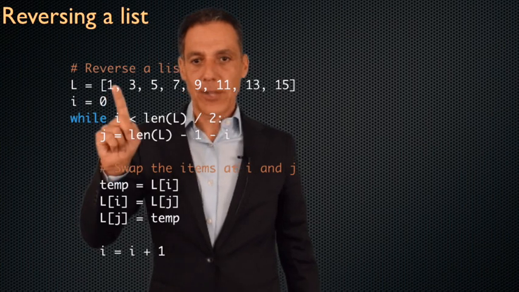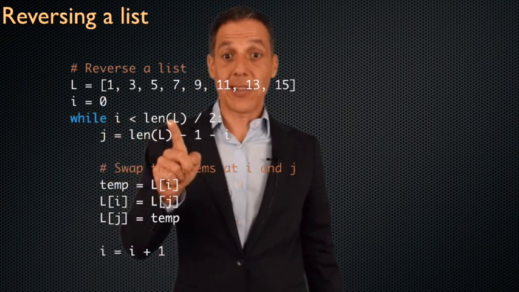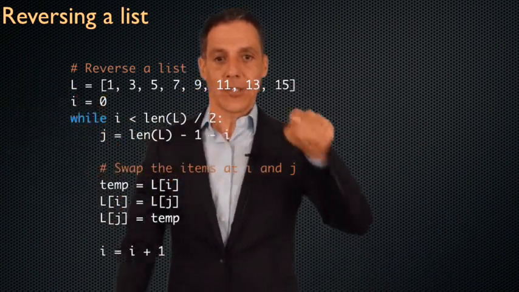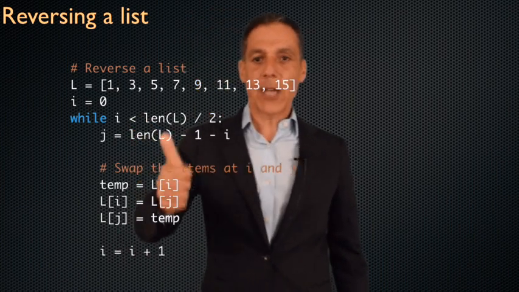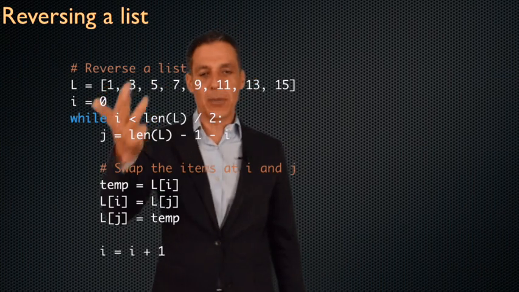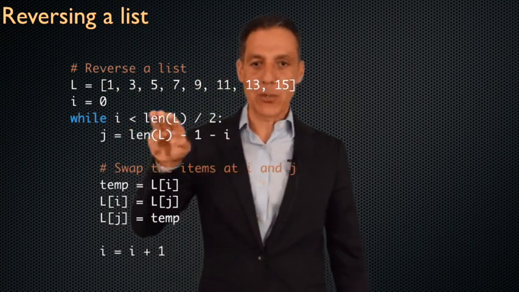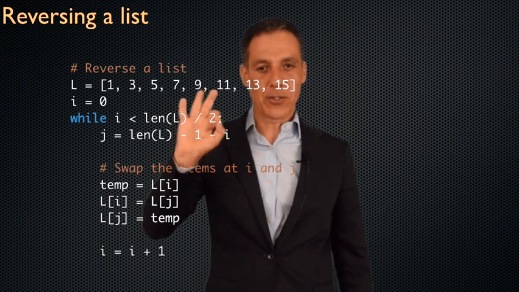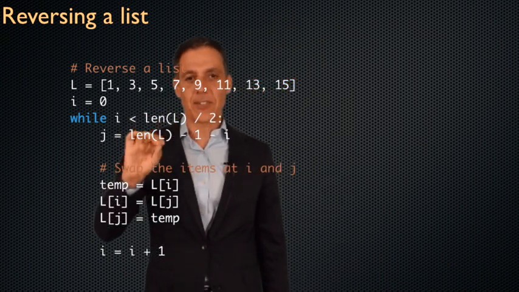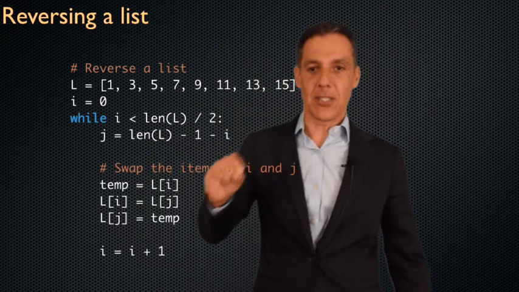I starts off at 0, that's the first position. I is less than the length of the list, that's 8, divided by 2 is 4, and I have a less than there. So I will take on the value 0, 1, 2, 3. Look at how careful you have to be when you write that one line of code. You have to think through these little off by 1 errors really, really carefully. I can't emphasize how easy it is to get these wrong.